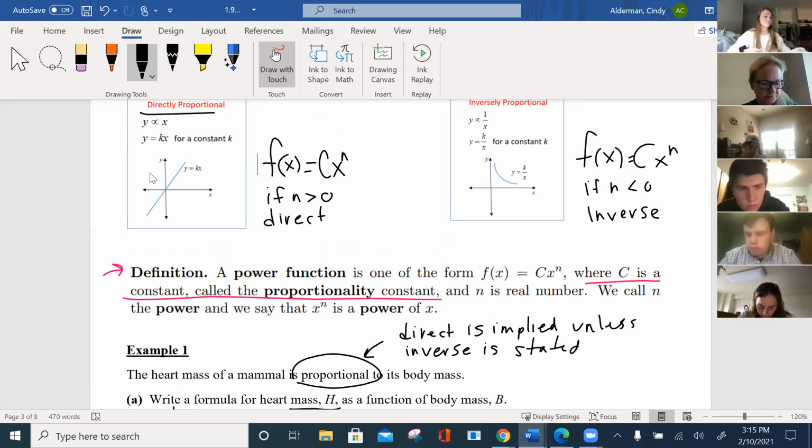Got you down. Yeah, so I have a question. Is that CX raised to the power, is that like another version of the direct proportional formula? It is, and I'm going to get you there, but I want to use the formula you guys are more familiar with first, and then I'm going to get you to that power function. Yeah, great question. Thank you.